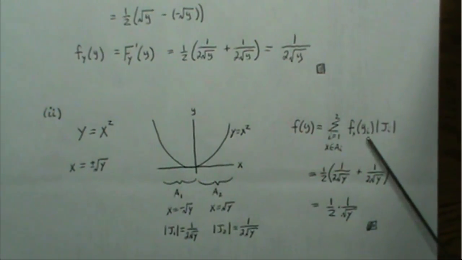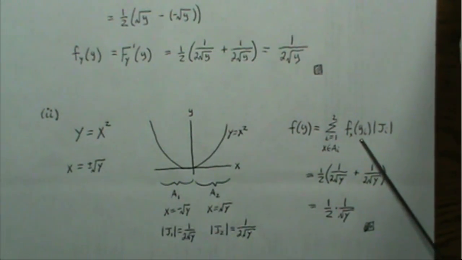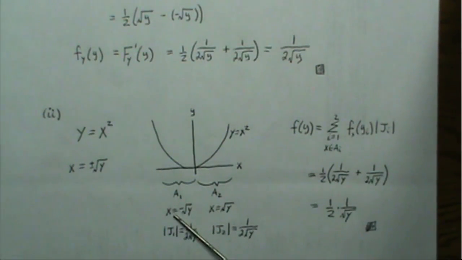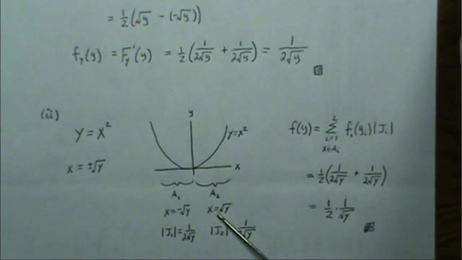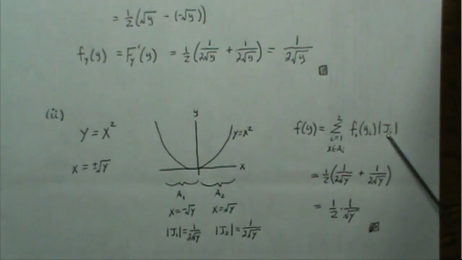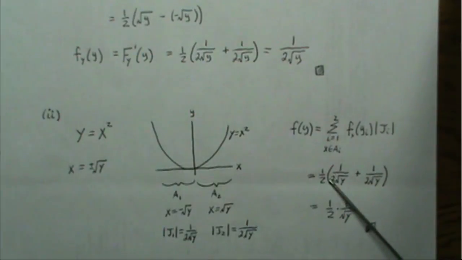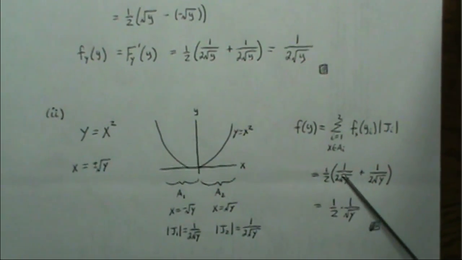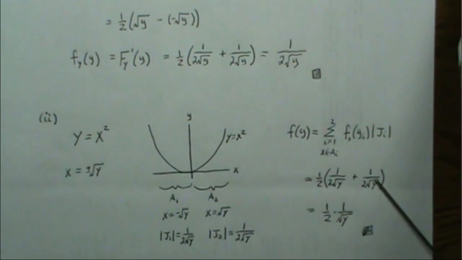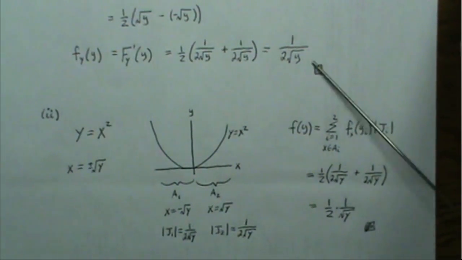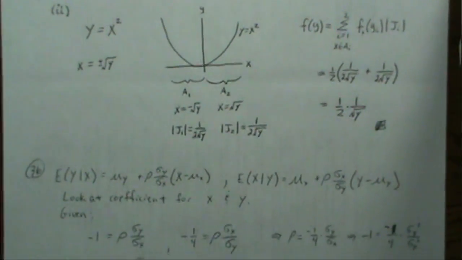So we take each function, substitute in this value, so that'd be x1 and x2, and we plug them into our density times the Jacobian. So it's 1/2 is our density, and the Jacobian is 1 over 2 times the square root of y. So we add those together, and that adds up to the same thing that we got up here. In this case, the first solution is probably a little bit easier.